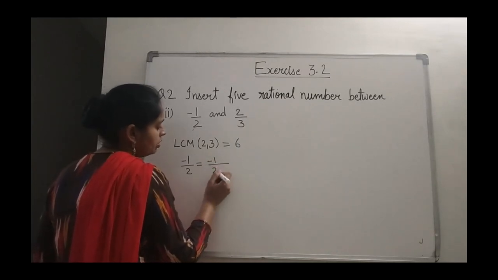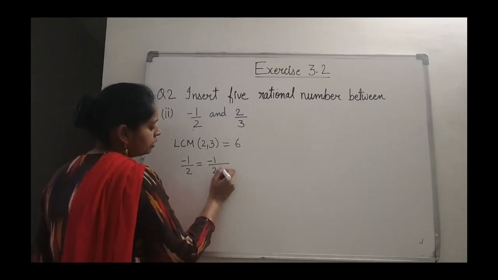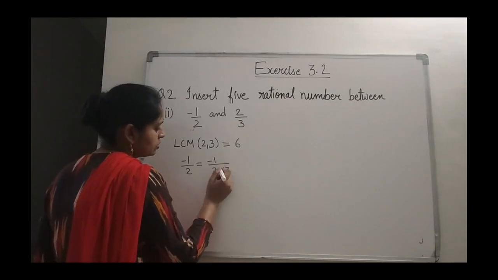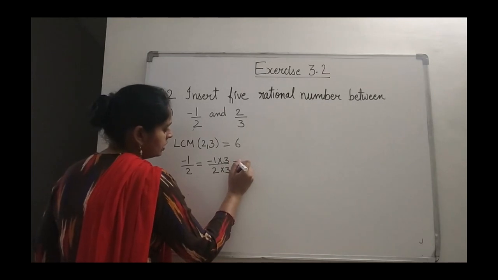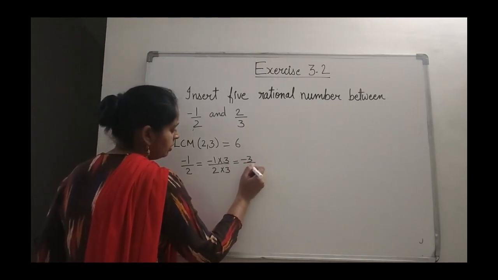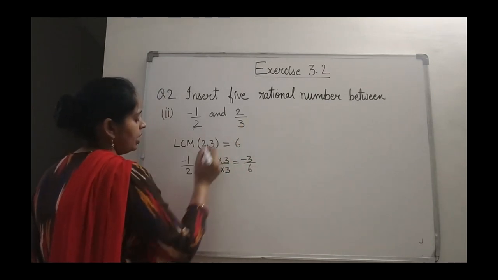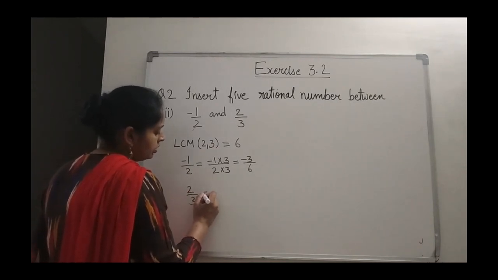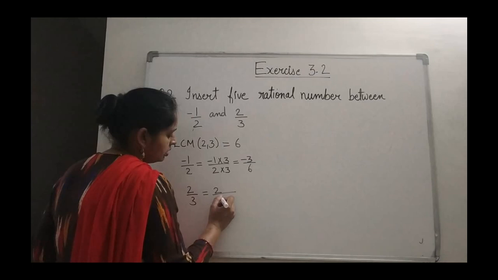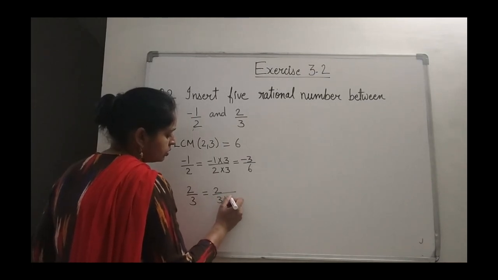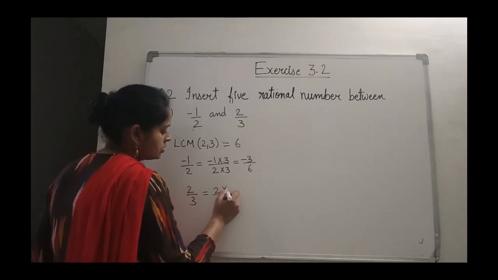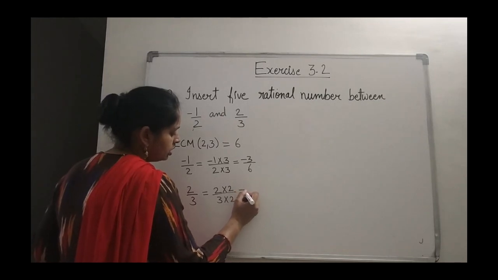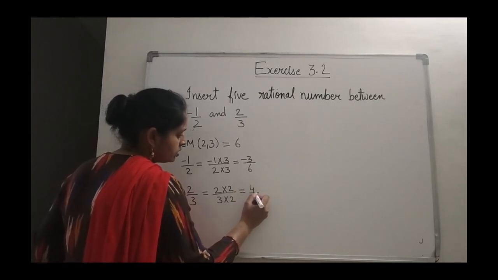So again we have to make the denominator equal to 6. So -1 upon 2, what do we need to multiply? 2 3s are 6. So in the numerator also we have to multiply by 3. So we will get -3 upon 6. Right? And the other number we are having is 2 upon 3. So in 2 upon 3, what do we have to multiply? 2, because 3 2s are 6. So again 2 in the numerator. So we got 4 upon 6.